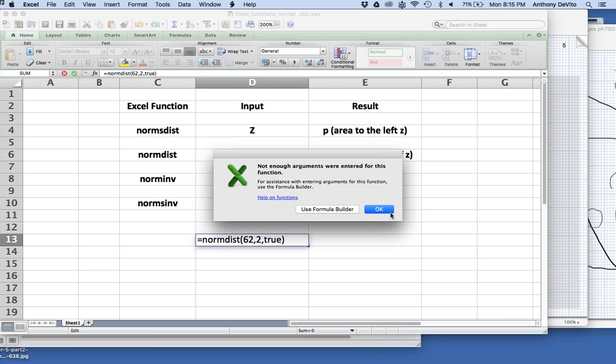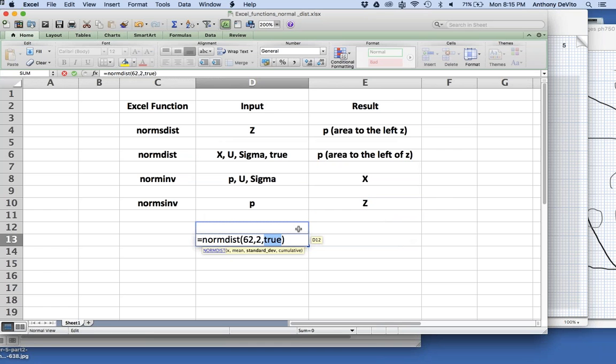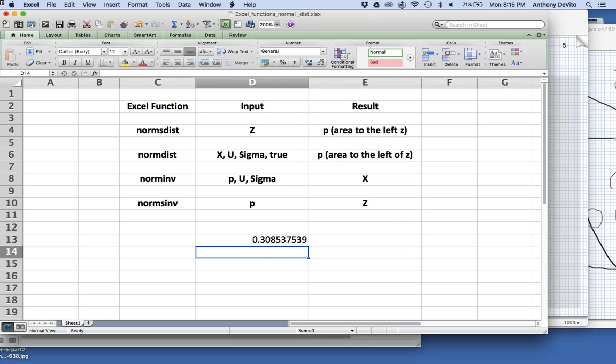Okay? And not enough arguments. What did I leave out? Standard deviation, x, oh, I'm sorry, I left out the mean, comma 63. Yeah, there you go. Comma, I got too many commas in there now. Okay, so now it should work. 62, x, 63 the mean, 2 the standard deviation, and true. And it comes out to about 31%.